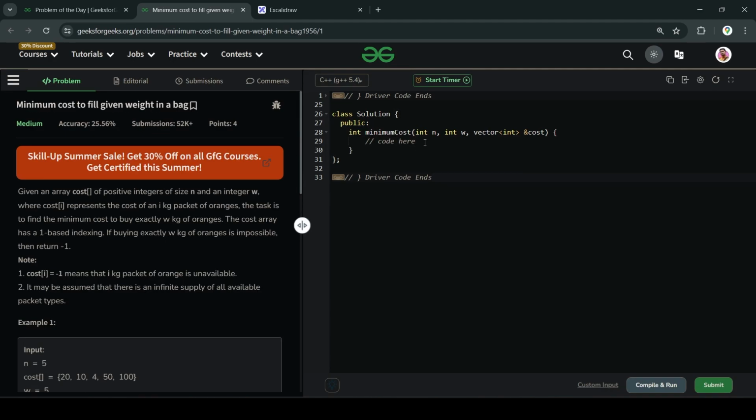And obviously, first of all, if you do not know what is unbounded knapsack, go and study. Otherwise, you cannot understand anything that I have said here. So let us try to code it.